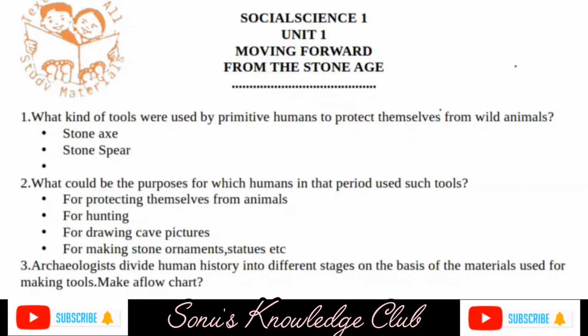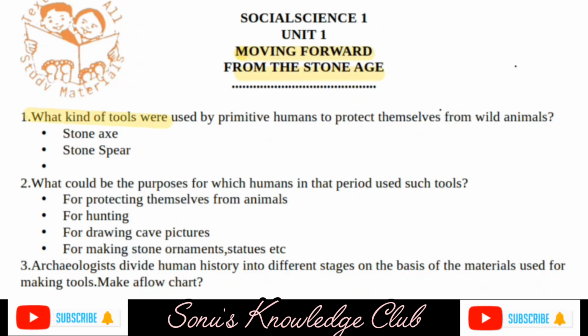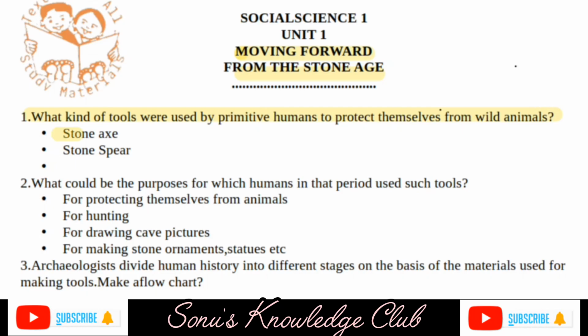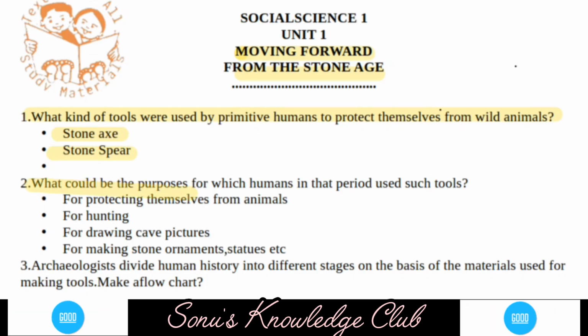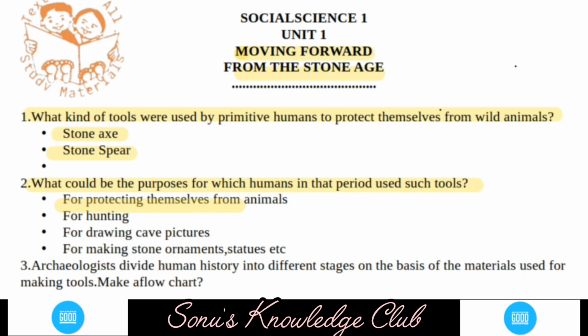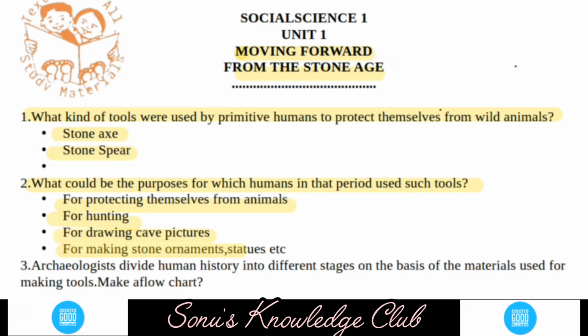Social Science 1, Unit 1. Moving forward from the Stone Age. What kind of tools were used by primitive humans to protect themselves from wild animals? Stone axe, stone spear. What could be the purpose for which humans in that period used such tools? For protecting themselves from animals, for hunting, for drawing cave pictures, for making stone ornaments, statues, etc.